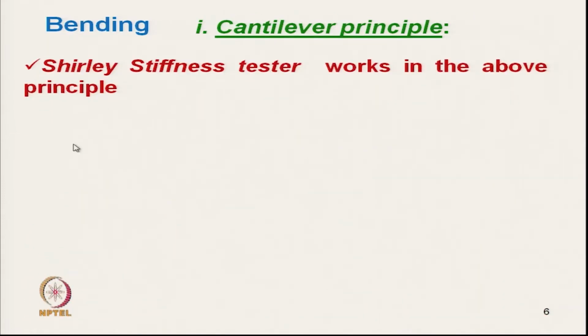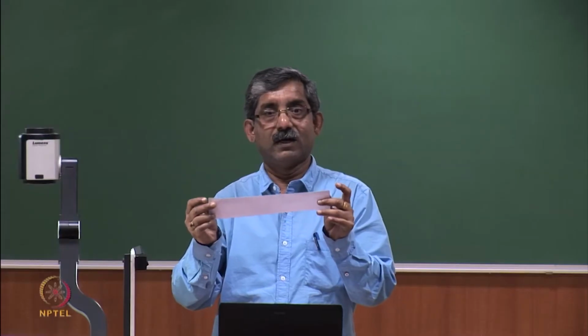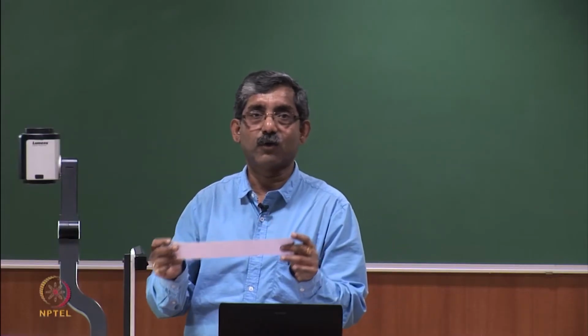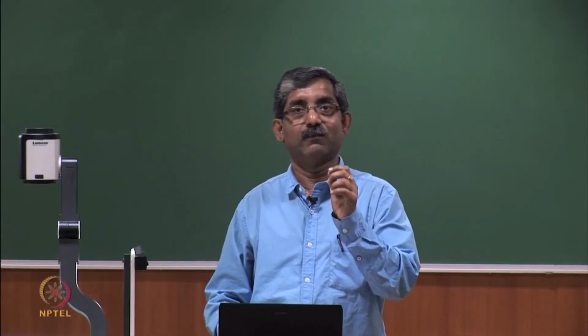In the Shirley stiffness tester it works on the same principle. So, where we use the specimen, the width of the specimen is, suppose, 25 millimeter, approximately 1 inch, and the length is 200 millimeter, approximately 8 inch. Okay. So, that is the specimen dimension.